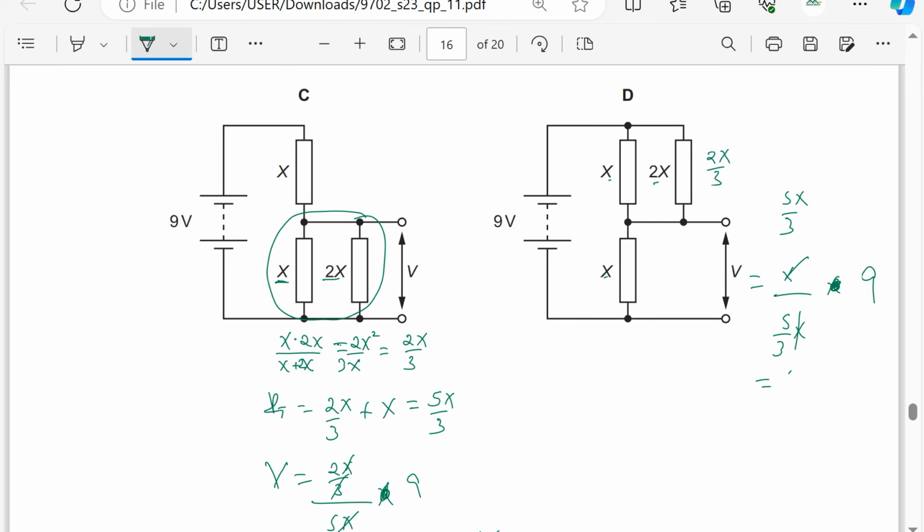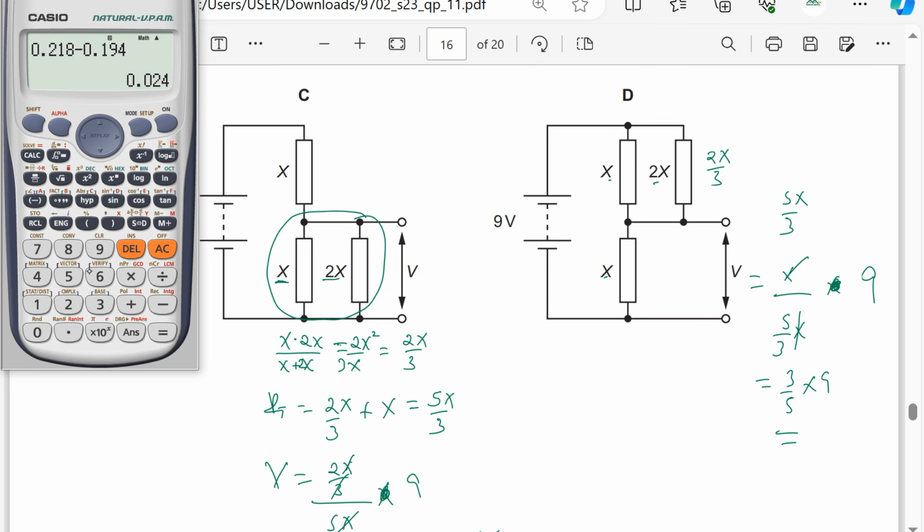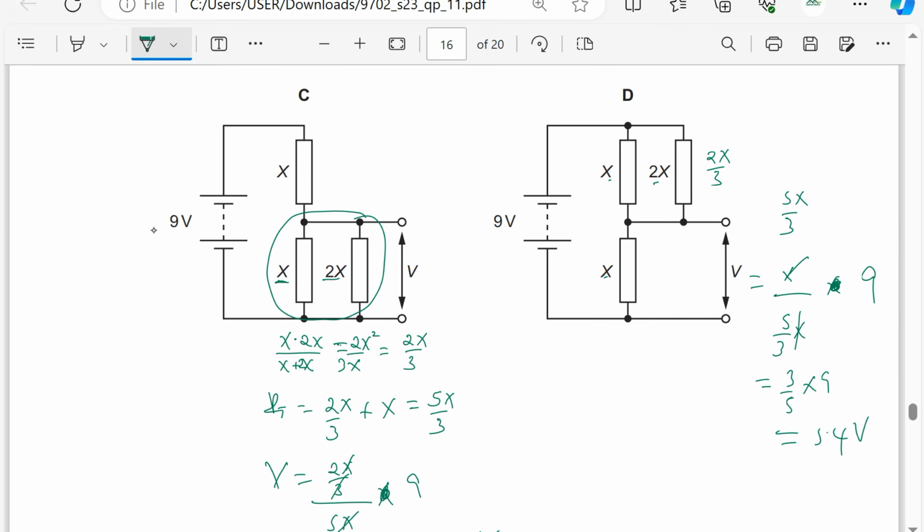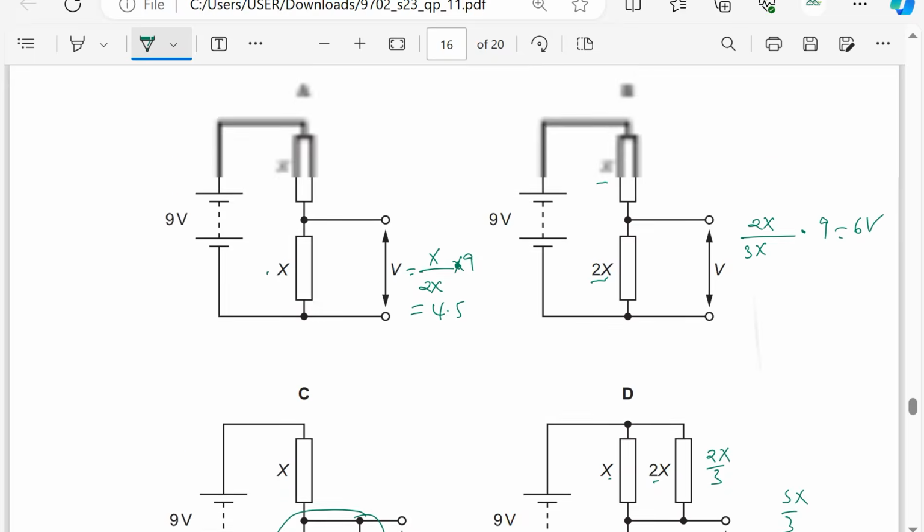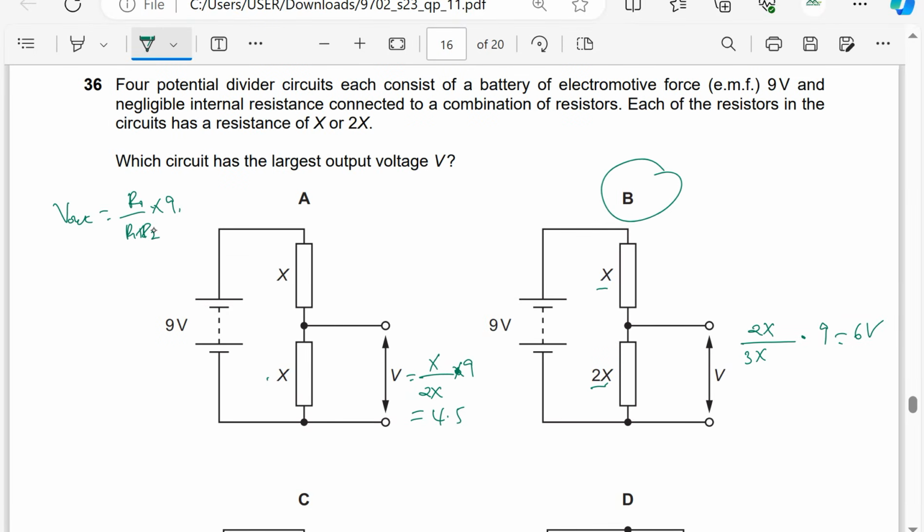So the 3 goes up. You have 3 over 5 times 9, which I think is, what is that? 3 divided by 5 times 9. That is 5.4. So we have now seen that the answer here is going to be B, which is 6 volts.